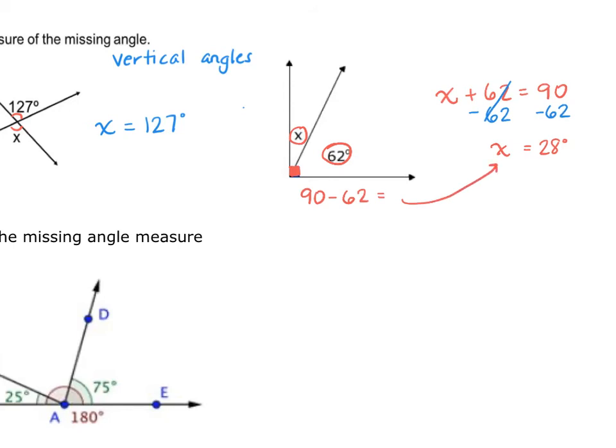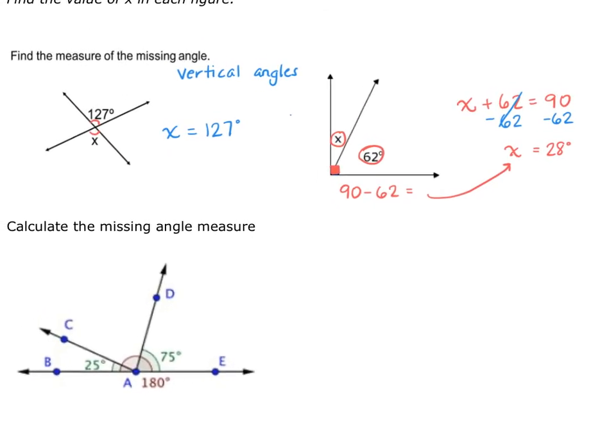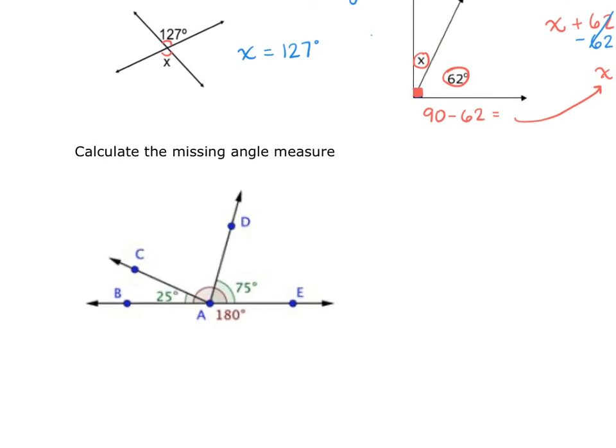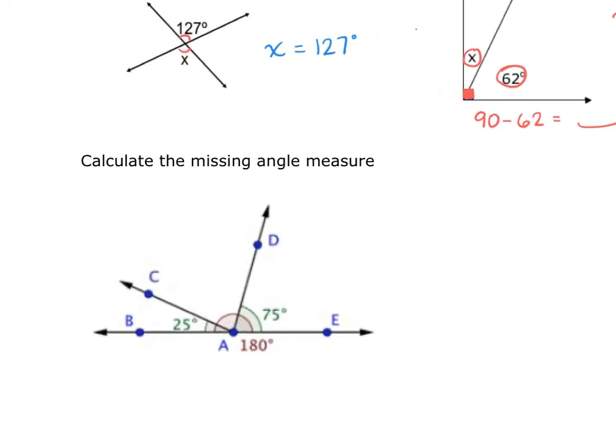Now you can easily just do 90 minus 62 and get the same answer. However, when learning to do these, you should be solving these in the mathematical way, where we show the proof. So we're going to go ahead and calculate the missing angle measure. I do have two angle measures that are already given to me. I have BAC, which is 25 degrees, and DAE, which is 75 degrees.